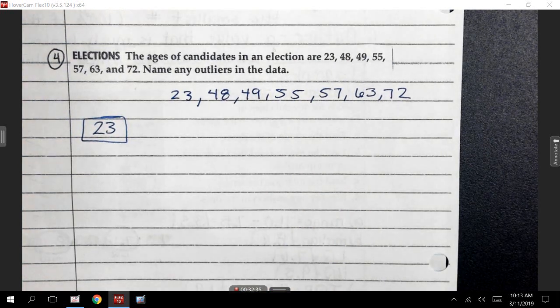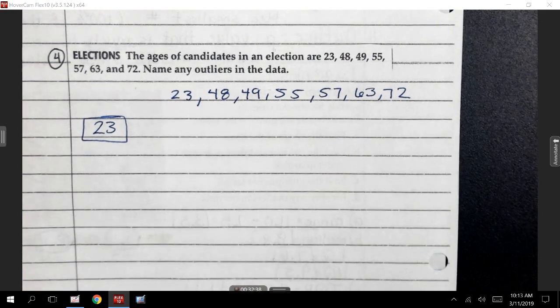All right, I'm going to pass out our homework for tonight so we can get started. Are there any questions about these?